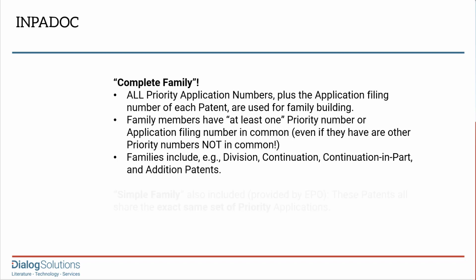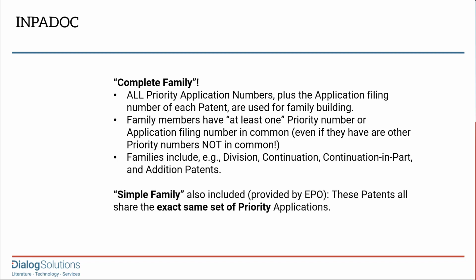Within the complete patent family, Inpadoc also provides an EPO simple family identifier for individual patents, which tells you which patents in the family share the exact same priority information. So within a complete Inpadoc family, you might find multiple subgroups of EPO simple families. Let's see how this works using an example.